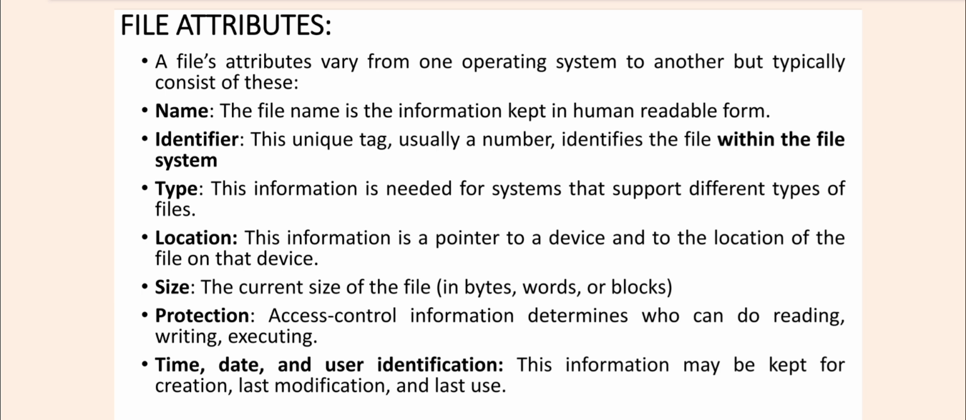What are the different types of file attributes? The first one is the file name. The name given to the file is called the file name. The second one is the identifier. Identifier is a unique tag, usually a number, that identifies the file within the file system. The next one is the type. It indicates what kind of data the file contains. It may be a document or image or executable code, etc.